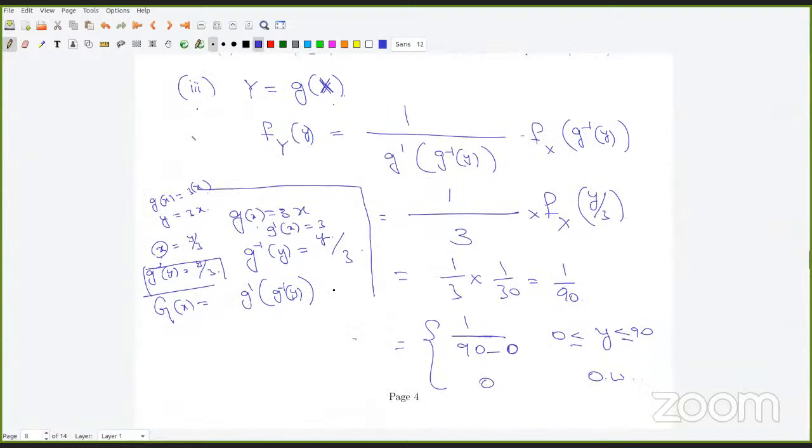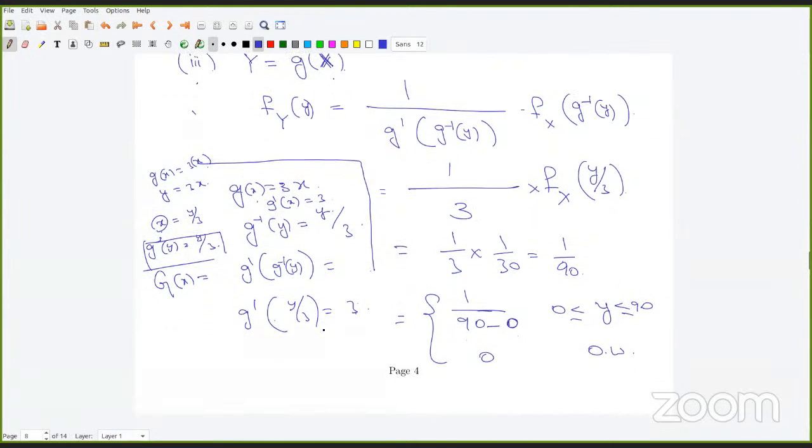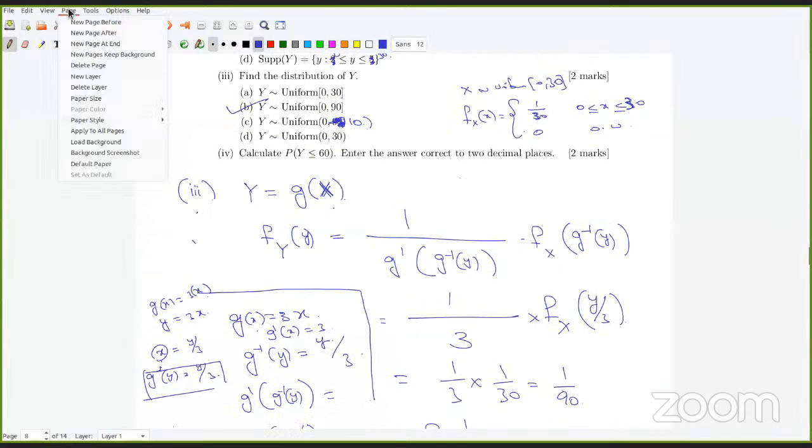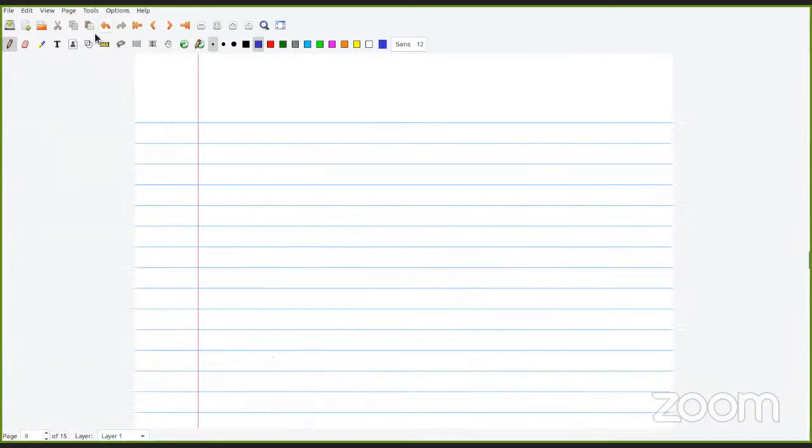Okay, so this is g dash of g inverse of y, which will be g dash of y by 3, which will be 3. So this will be 3. Okay. Now we have to compute the probability that y is less than or equal to 60. So what does this actually mean? CDF till 60. F_Y of 60.